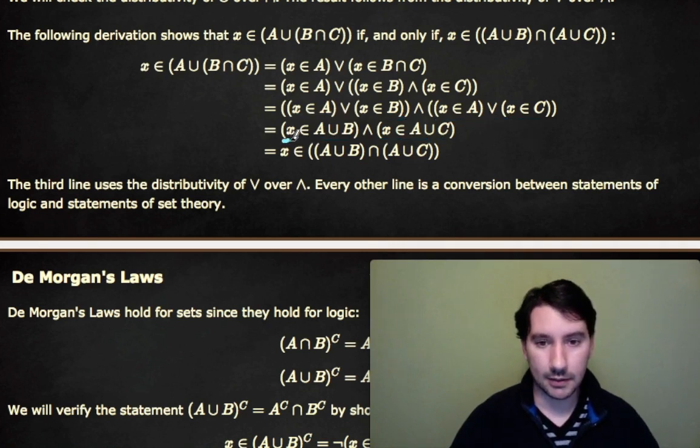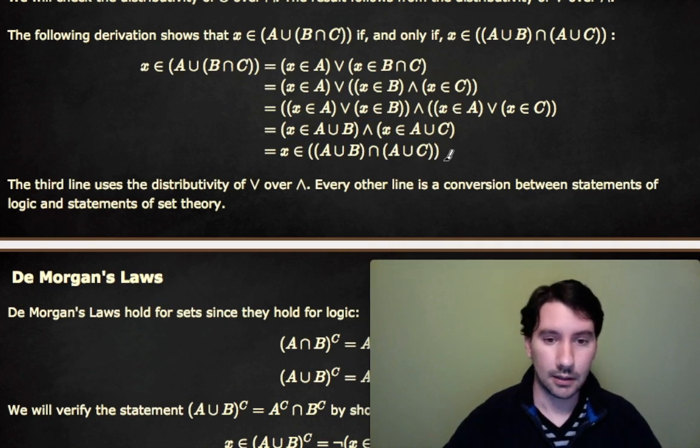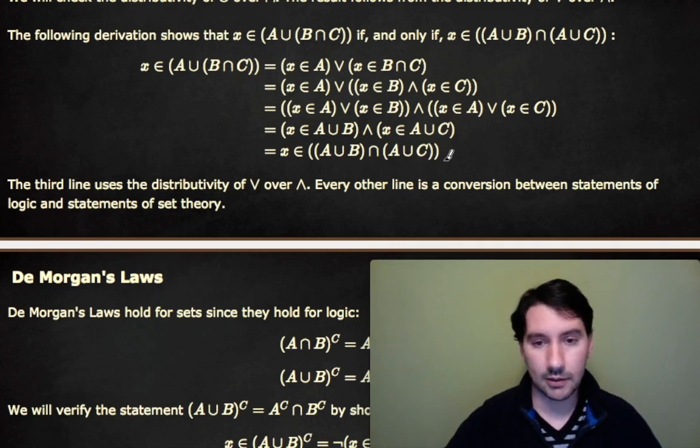Then we have X is in A union B and X is in A union C, and this and becomes an intersection. So X is in A union B intersect A union C. So switching back and forth between logic and sets, we can derive a lot of these sort of fundamental rules of how these operations interact with one another.